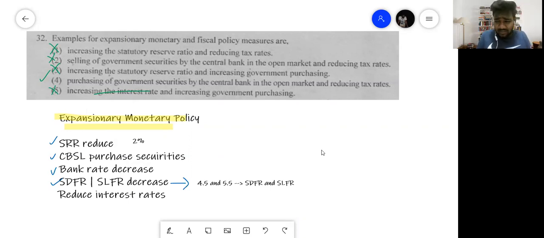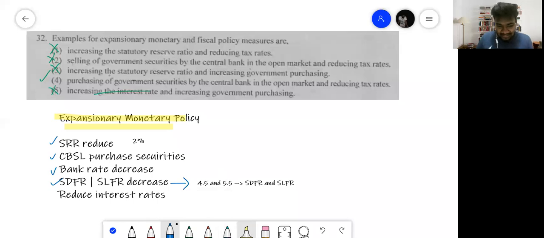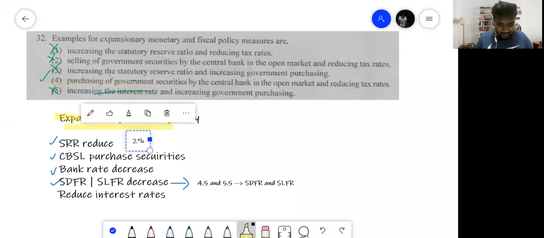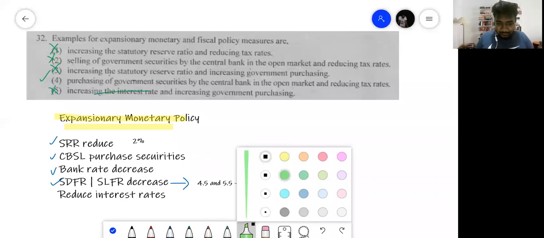So why are they doing that? To expand the economy, right? To make sure they reduce SRR to 2%. They have reduced standing deposit, standing lending facility. When they reduce that, all the money market interest rates fall. I'm hoping you all know that interest rate corridor story and all of that also, right? So that story is that. So ideally, expansionary monetary and fiscal policy expansion, I'll not talk now. It's simply about reducing taxes, increasing government spending. You go with answer number 4 there. Okay. That is the answer.